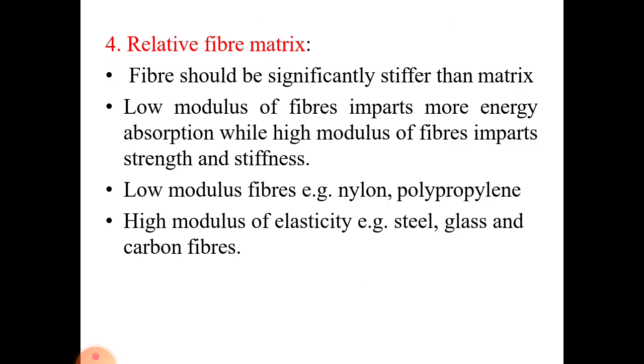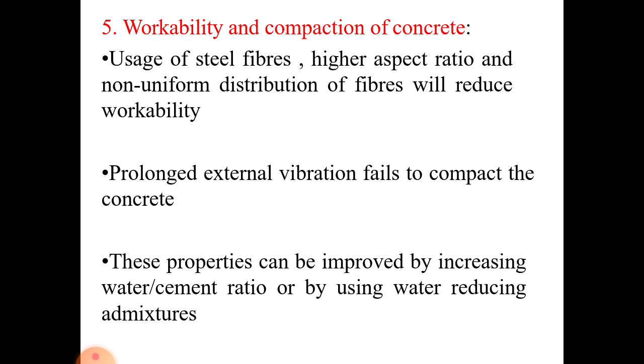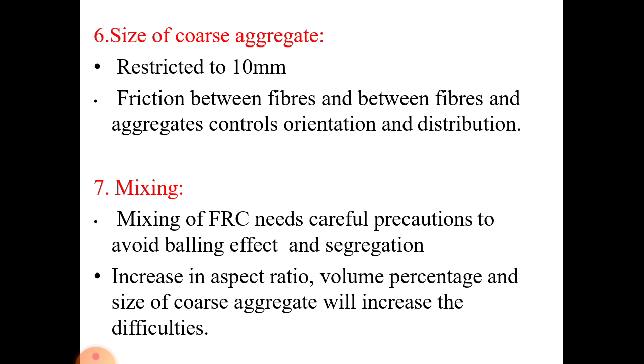Usage of steel fibers, higher aspect ratio and non-uniform distribution of fiber will reduce workability. Then, prolonged external vibration fails to compact the concrete. This property can be improved by increasing the water cement ratio or by using water reducing admixtures. Next, it is size of coarse aggregate. Size is restricted to 10 mm. Friction between fiber and aggregate controls the orientation and also distribution.